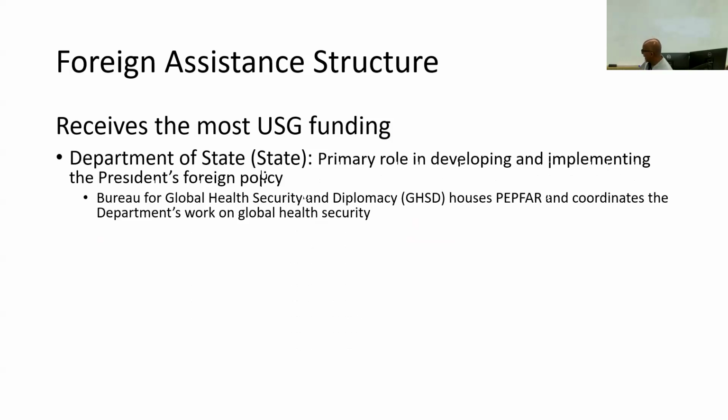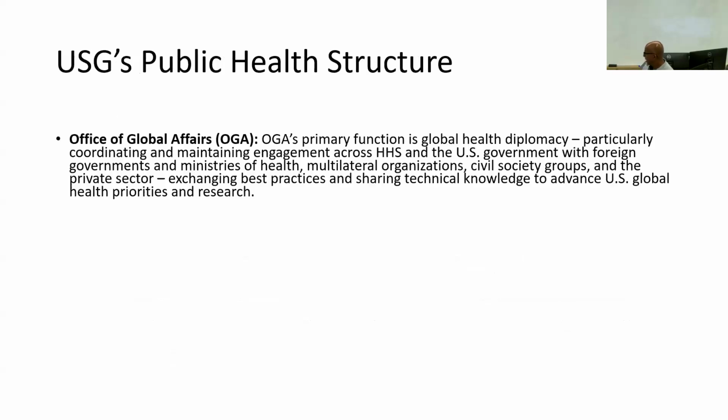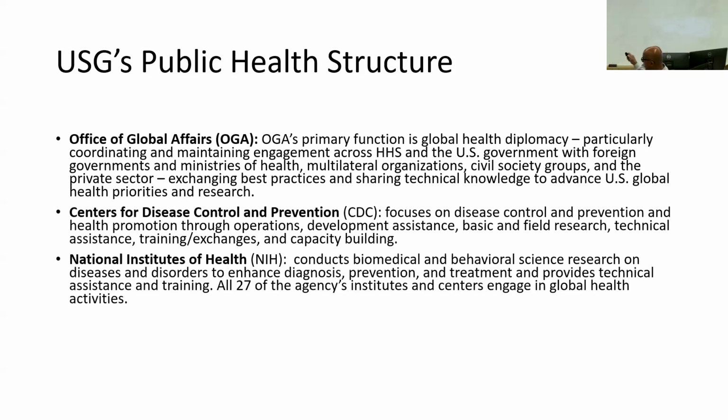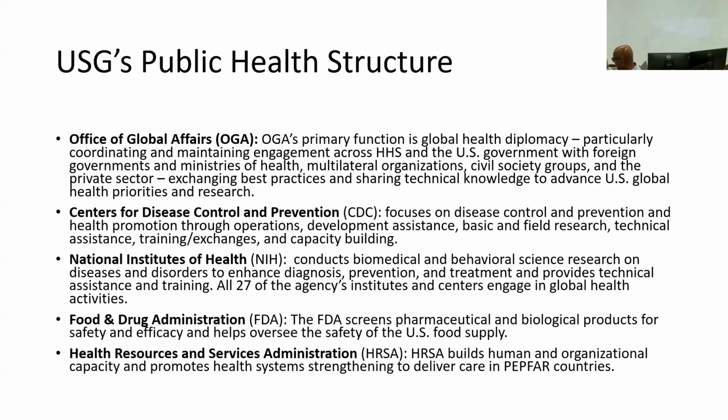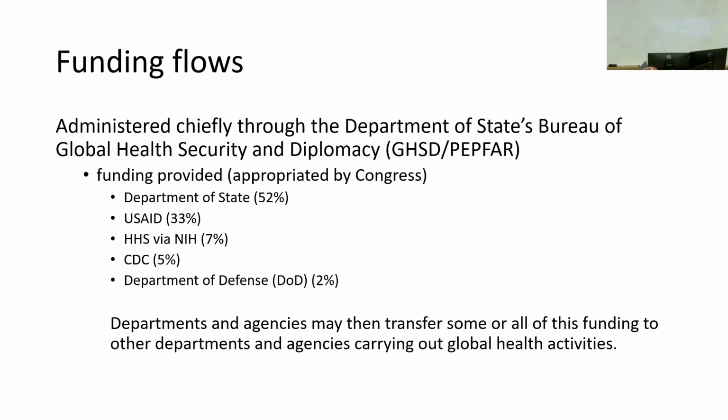Department of State gets the most. USAID gets a huge chunk. Office of Global Affairs that Lois Pace runs, Centers for Disease Control, NIH, Food and Drug Administration, and HRSA all get a little bit. A bunch of other entities in the US government get money. This is a rough approximation of the money that they get: 52% to the Department of State, USAID about a third, NIH about 7%, CDC about 5%, DoD about 2%.